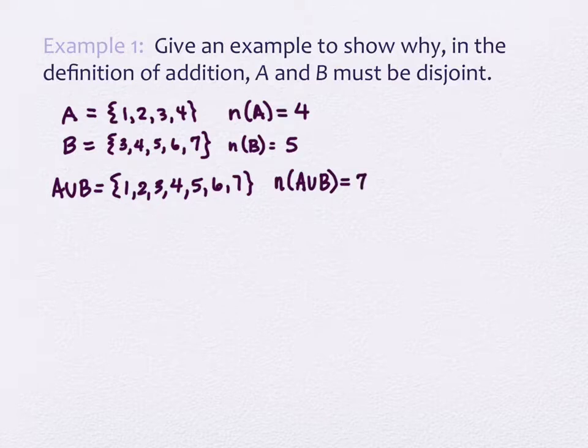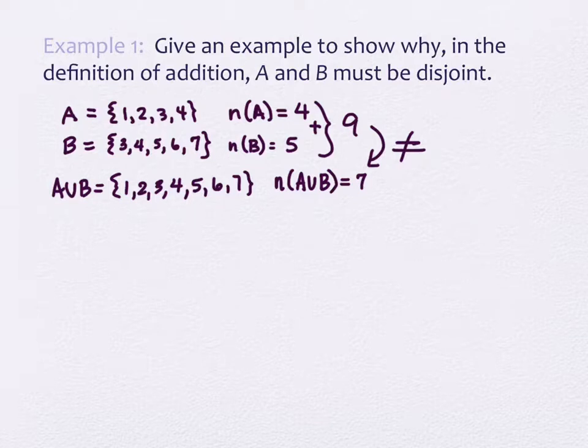7. And is that equal to 4 plus 5? No, these are not equal. So what's the deal? Why is it that we need them to be disjoint? The numbers that are the same aren't going to be counted twice. Yeah, there's double counting involved, right? If we have things that are not disjoint, like A and B weren't here, things will get counted twice. They will get double counted.